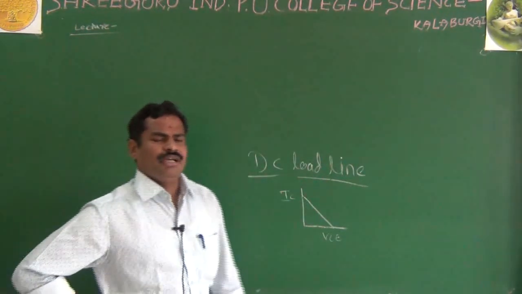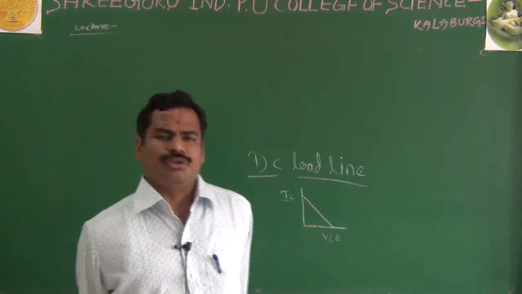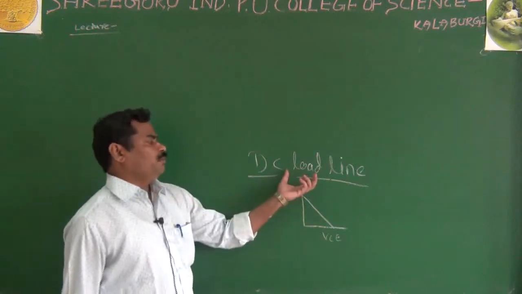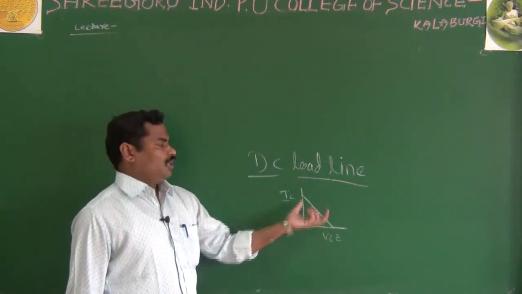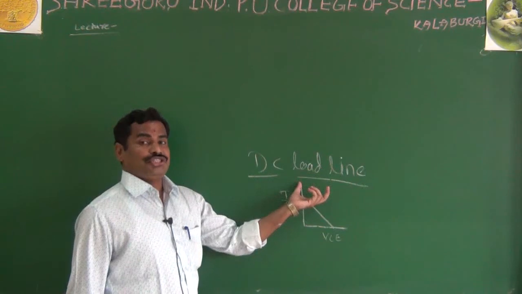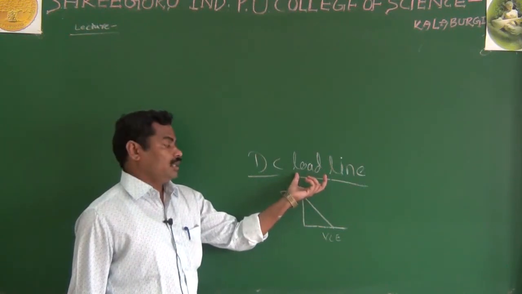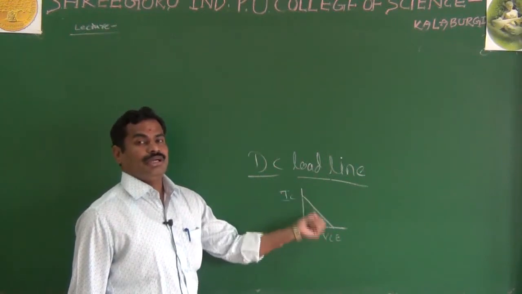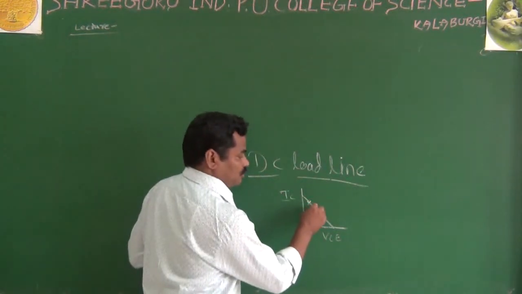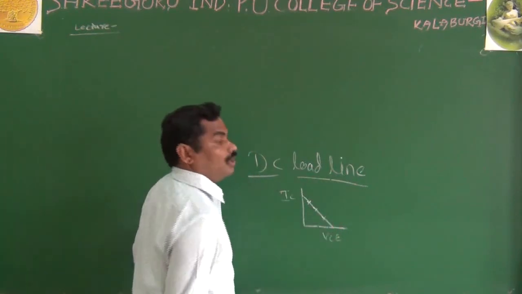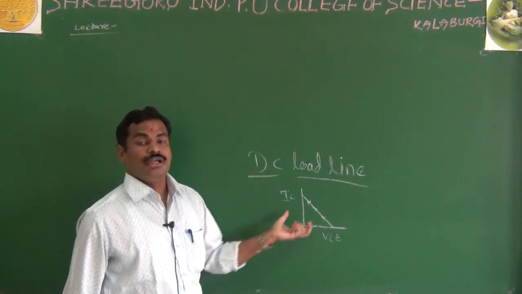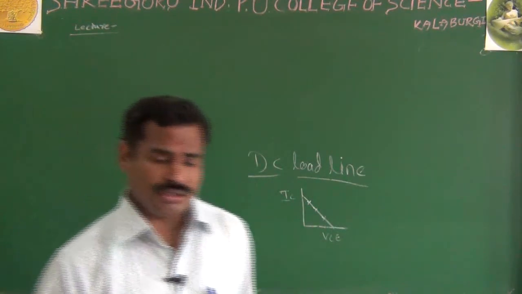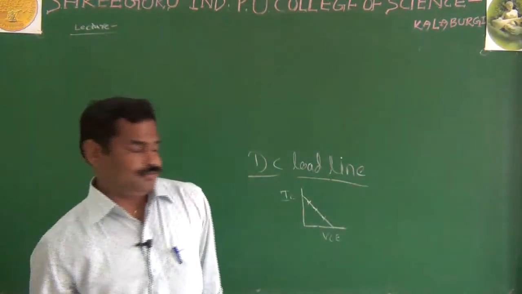And we may ask the question, sir, what is the use of the DC load line? Why do you want to draw the DC load line? Actually, the important thing about the DC load line is that it contains different operating points. The DC load line contains or represents the different Q points. And now we'll go for what is called the Q point.